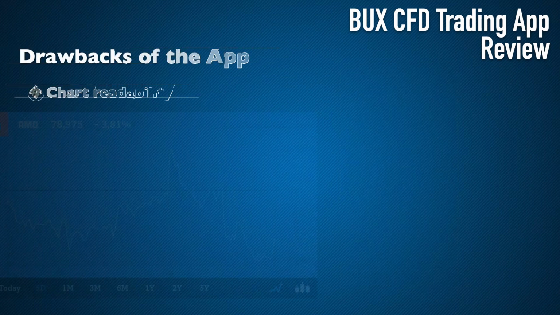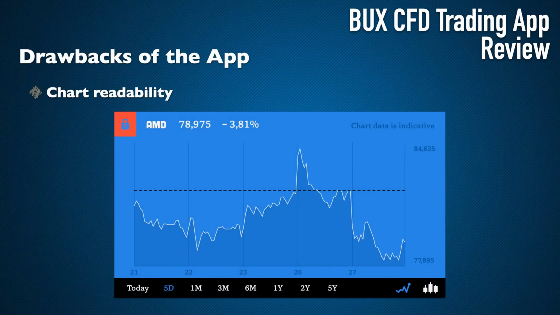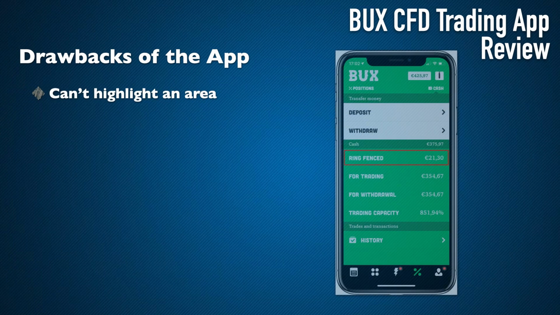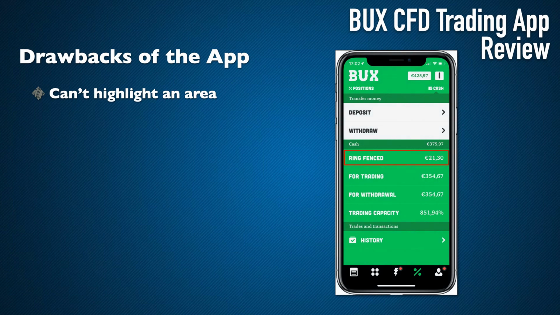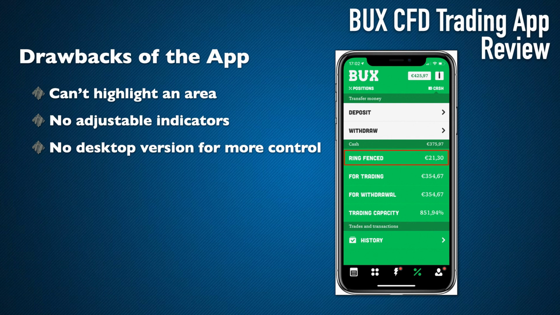Now, the main area where the app is lacking is the ability to examine the chart of an underlying asset. You can only select 1 day, 5 days, or 1 month, and highlighting a particular area is not possible. With other CFD brokers, you can look at the chart in much more detail and even add some technical indicators in the app. Those other brokers also give you access to a desktop version where you can perform more technical analysis and look at the chart in more detail.